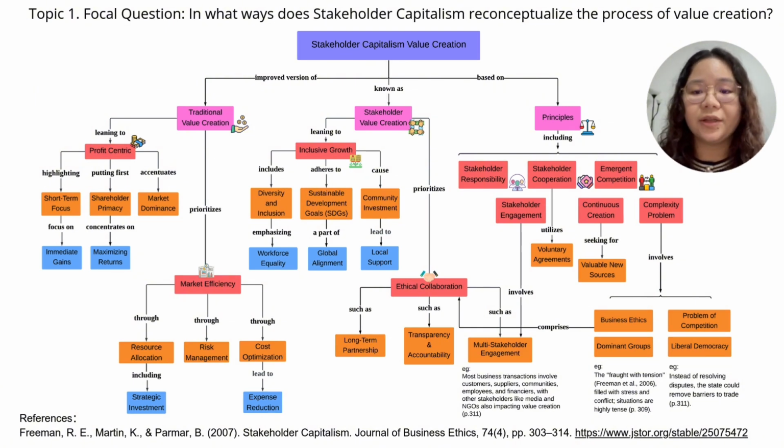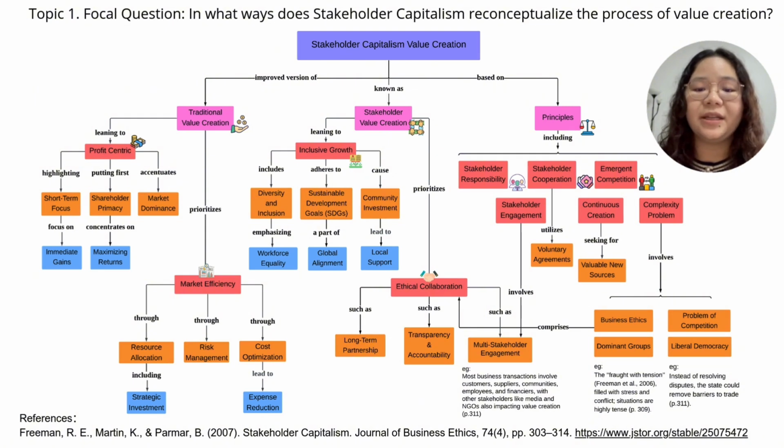It focuses on inclusive growth, global alignment with sustainable development goals, and community investment. Inclusive growth means that companies commit to diversity and inclusion, ensuring workforce equality and creating opportunities for all, regardless of background. Global alignment with sustainable development goals, meaning that businesses align with global initiatives like the UN SDGs, promoting sustainable practices that contribute to societal well-being.